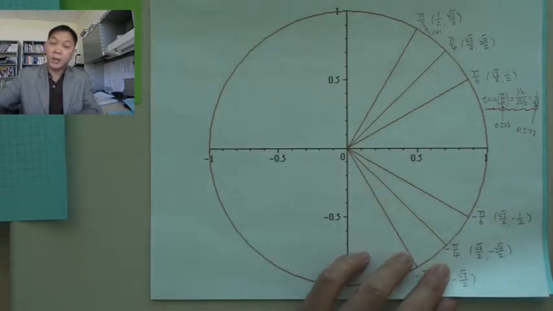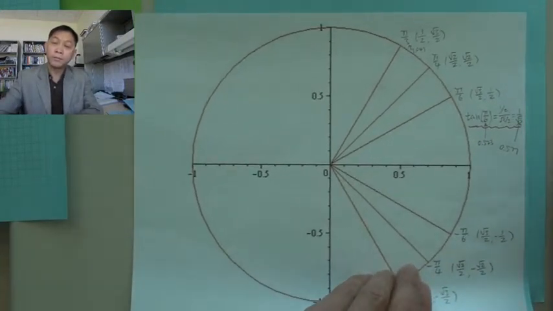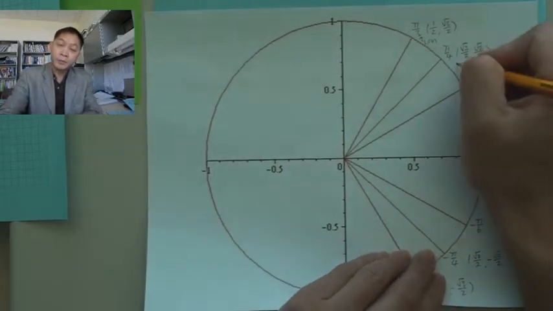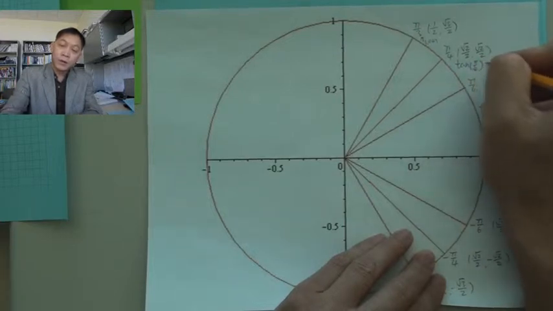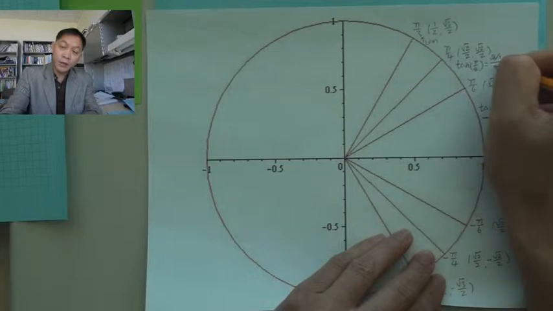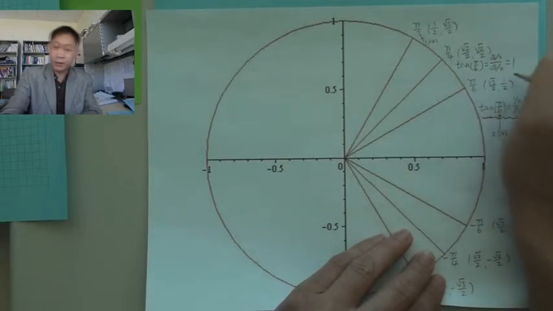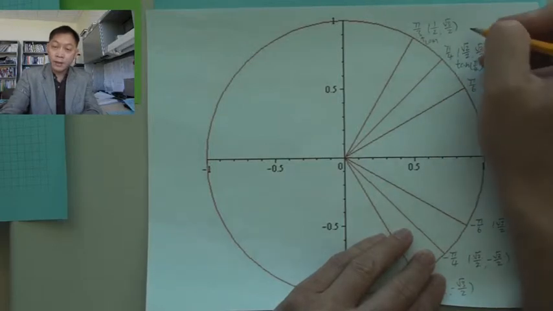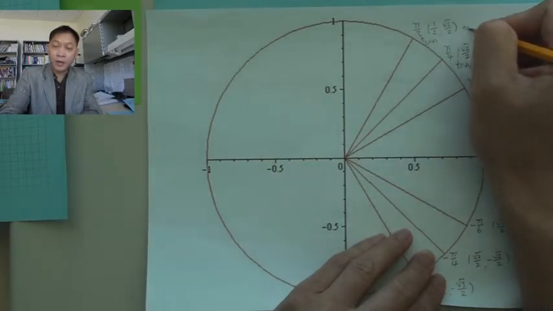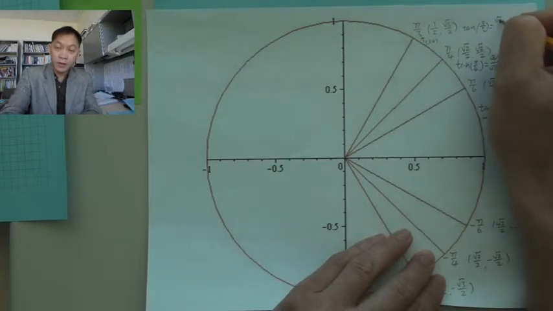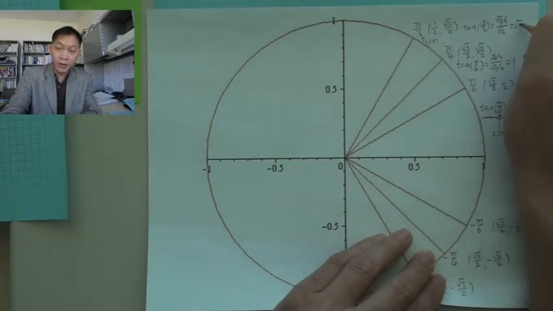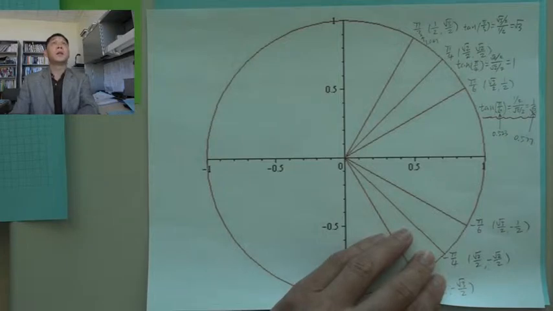You can do the same thing for tangent pi over 4. That's radical 2 over 2 divided by radical 2 over 2, and that's 1. And then down here you have the same thing. Tangent pi over 3. That's y over x. That's radical 3 over 2 divided by 1/2. The 2s cancel each other, you got radical 3.